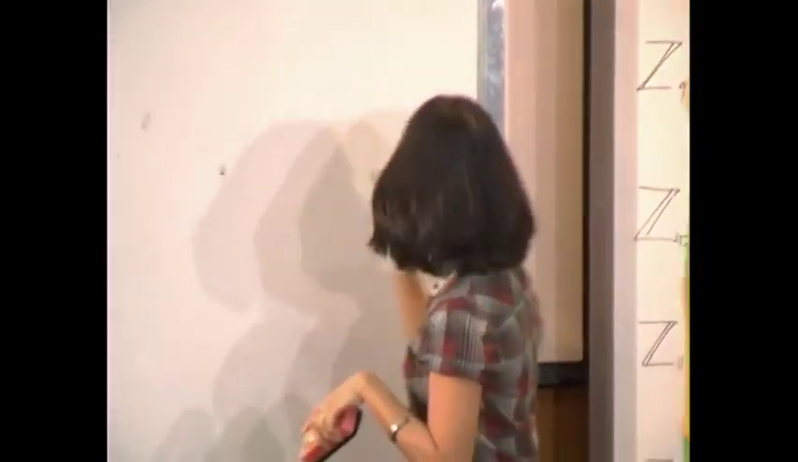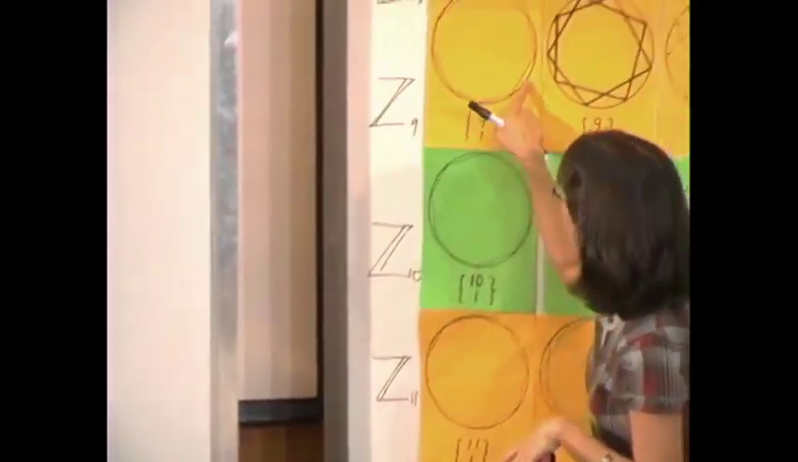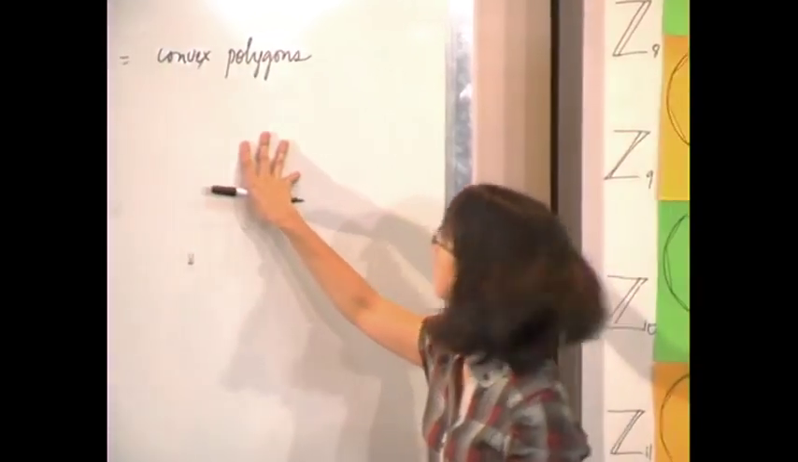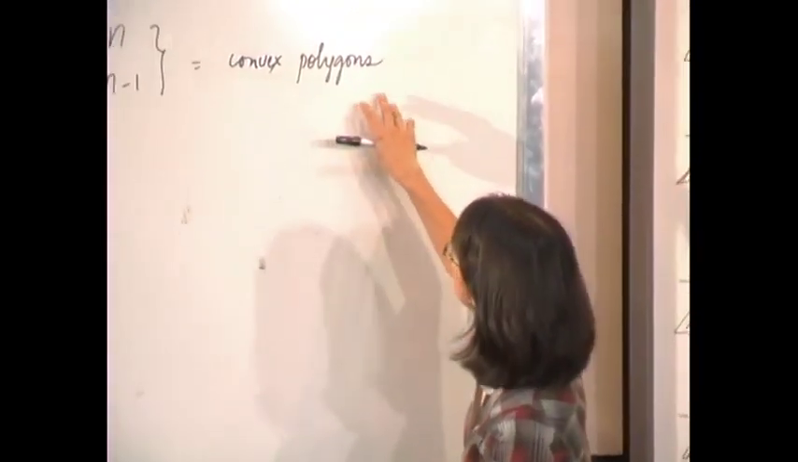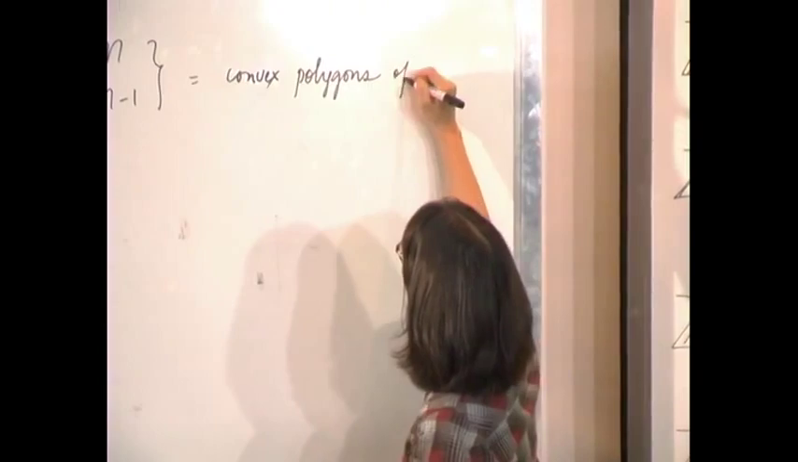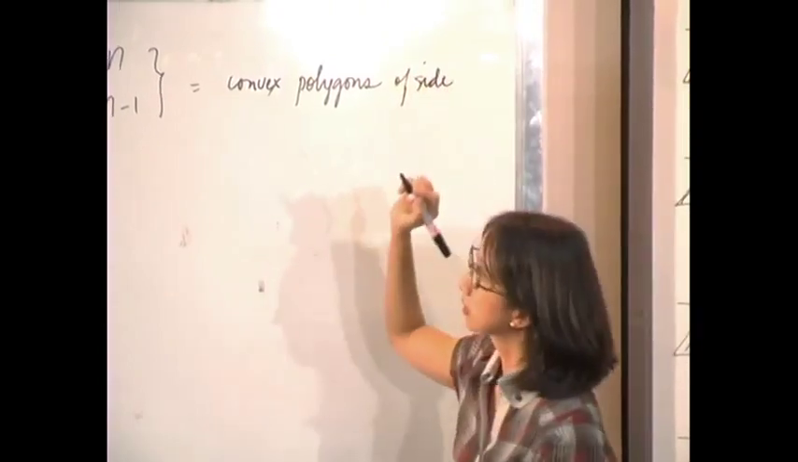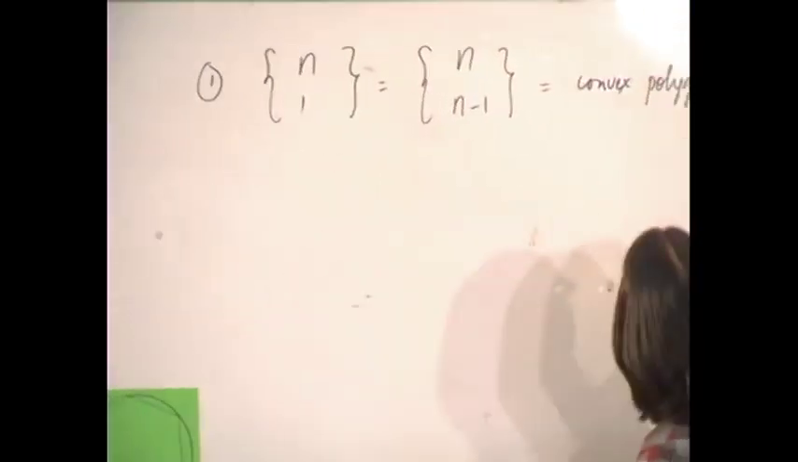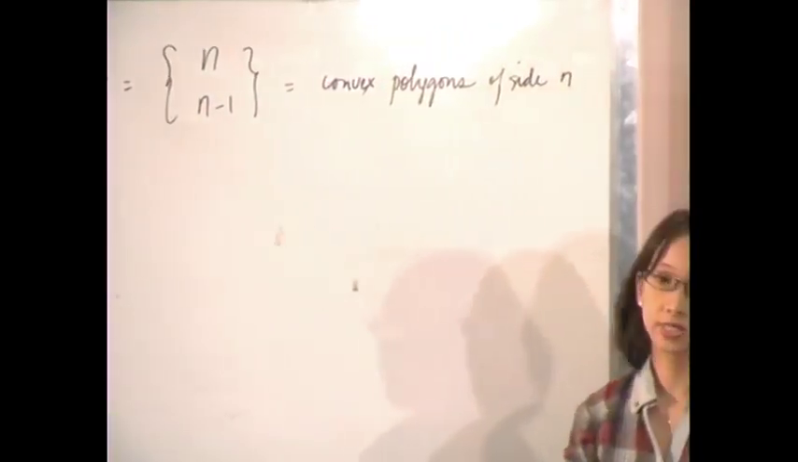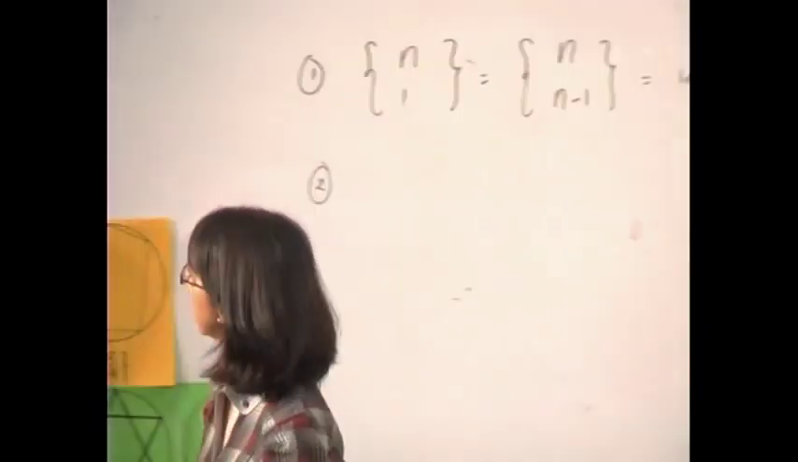Actually, if you have placed the points equally spaced around the circle, you form regular polygons. Okay, so this is actually convex polygons of side what? Okay, that's correct, side n. Very interesting. How about other observations?